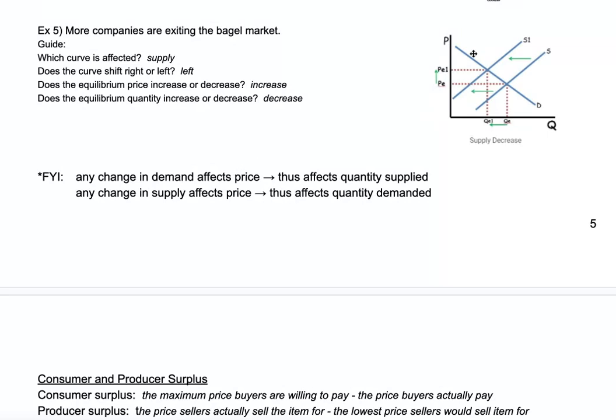All right. So if, like here, supply is decreasing, well, look, that's also a movement along the demand curve. When supply decreases, price goes up. When price goes up, quantity demanded goes down. That's what I mean when I say this.